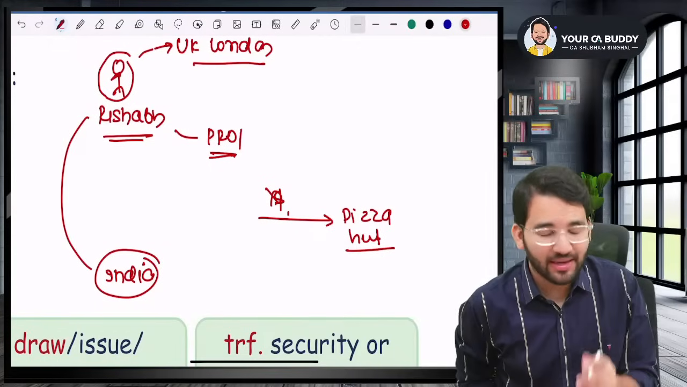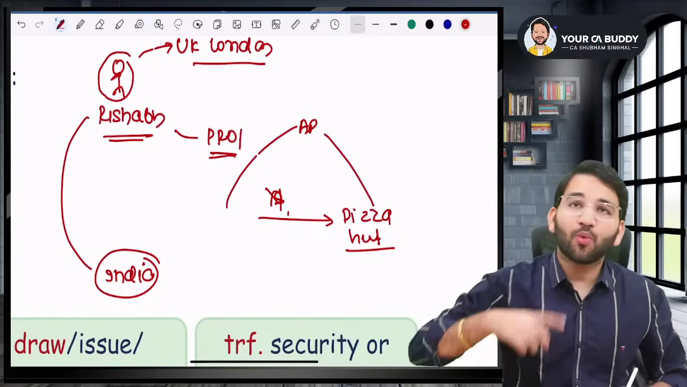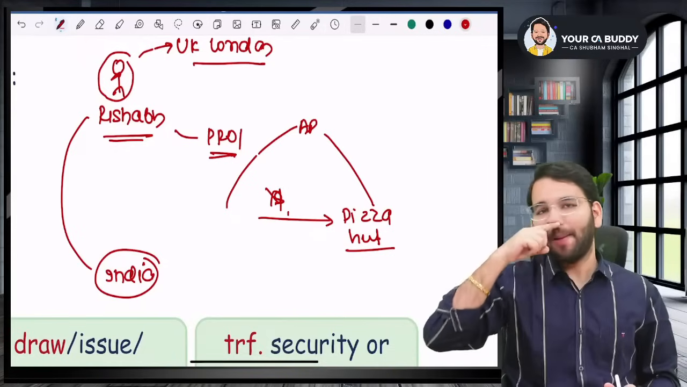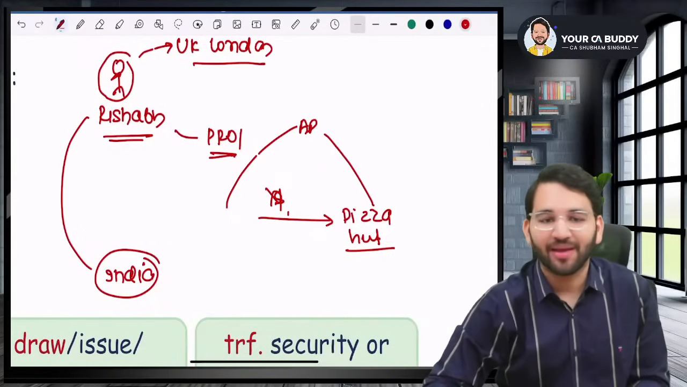If he wants to deal in foreign exchange, he will have to deal through an authorized person. So via a bank, he can make the payment, but he cannot directly pay in dollars. In India, he cannot deal in foreign exchange like this.